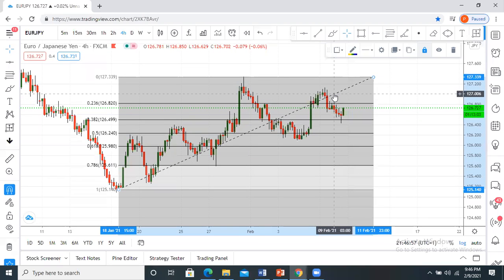Any other question about Fibonacci? Prince, you want to talk? Will this Fibonacci also work for Boom and Crash? Yes, it works. Hello, Prince, you want to say something?